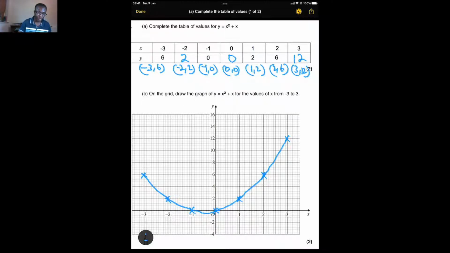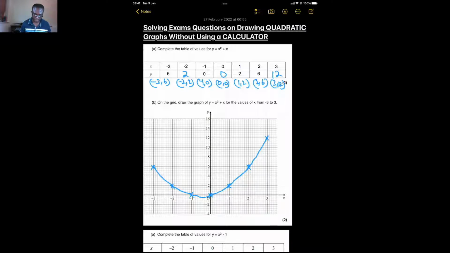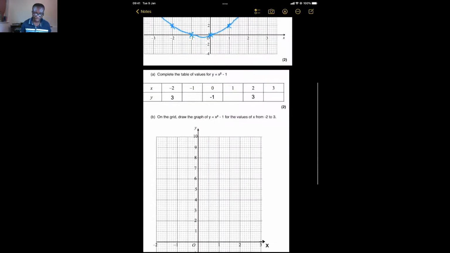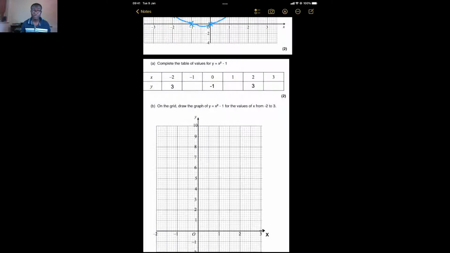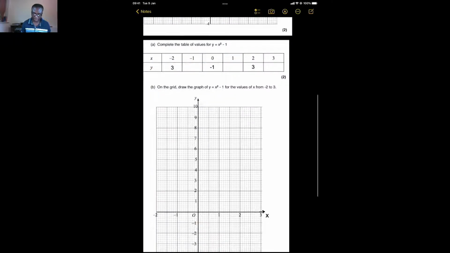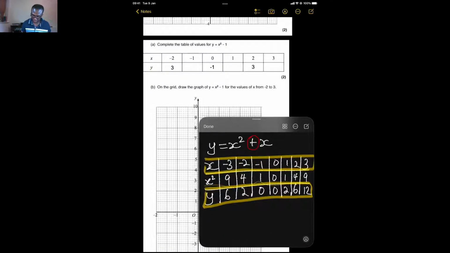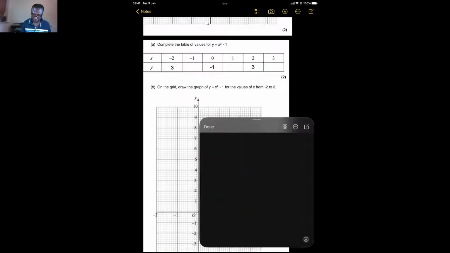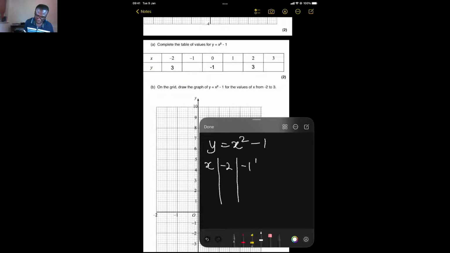Okay, now the next one we're going to try and look at is this graph, y equals x squared minus 1. So we'll try and work it out again. So if you look at our new bit that we're going to do, we're looking at y this time equals x squared take away 1. So we've got our x column. This time x starts from -2, then -1, then 0, then 1, 2, and 3.